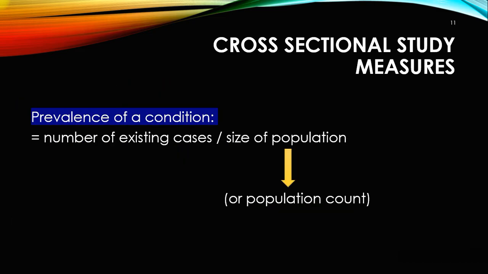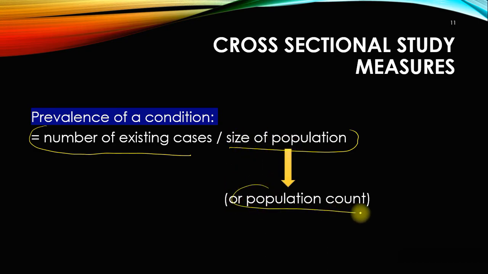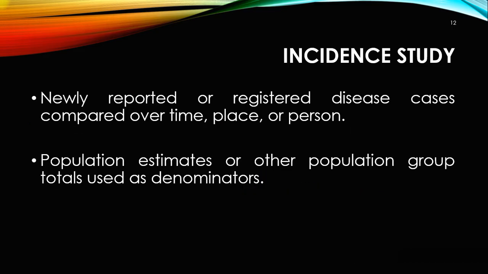So a cross sectional study measures the prevalence of a condition. How to calculate it? It is the number of existing cases divided by the size of the population. This formula will give us the prevalence of a condition, and the size of the population can be replaced with the population count. Okay, so next is the incidence study.